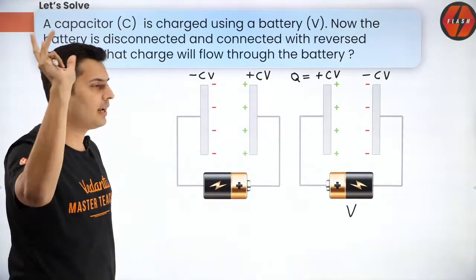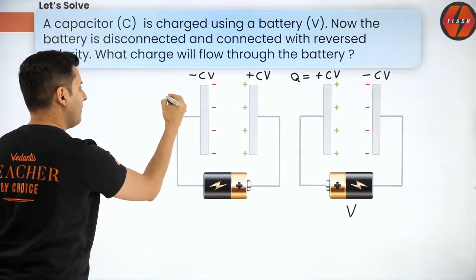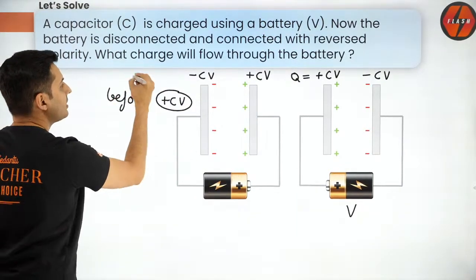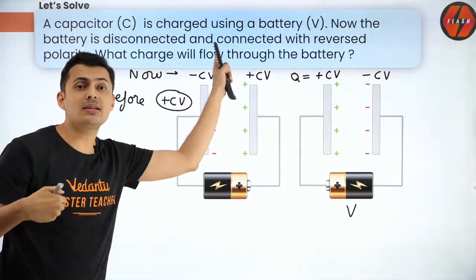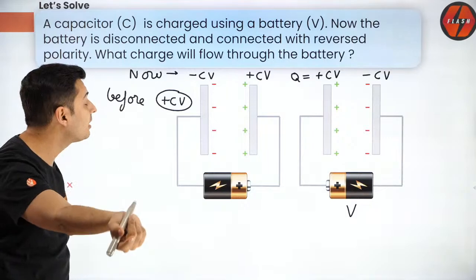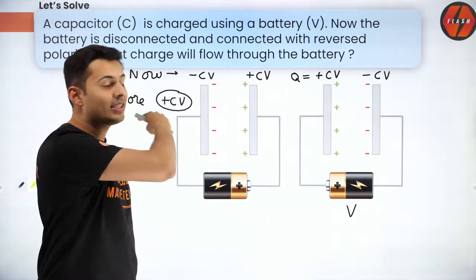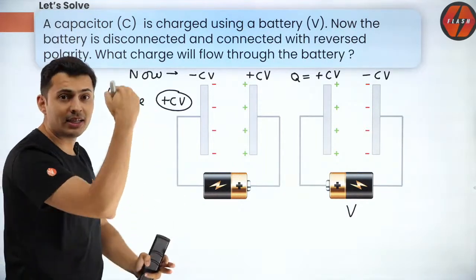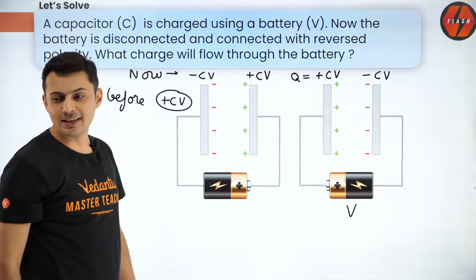Now just concentrate. This plate had, before this, plus CV of charge. This was before. Now, it has minus CV charge. So how much did the charge change by? Think about it. 2 CV. Yes, it changed by 2 CV, not 0. Because from plus 1, it has gone to minus 1. So the charge has decreased by 2 CV.